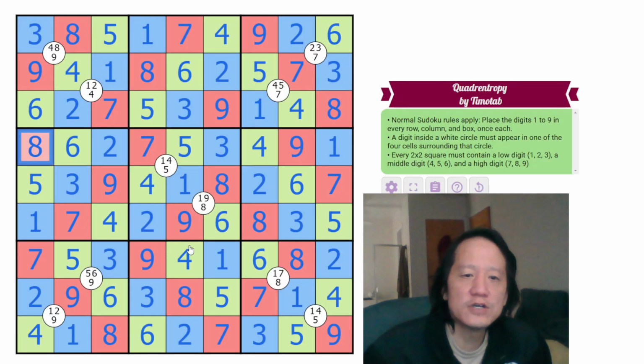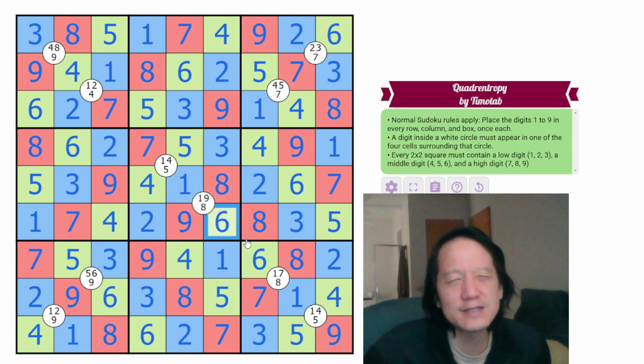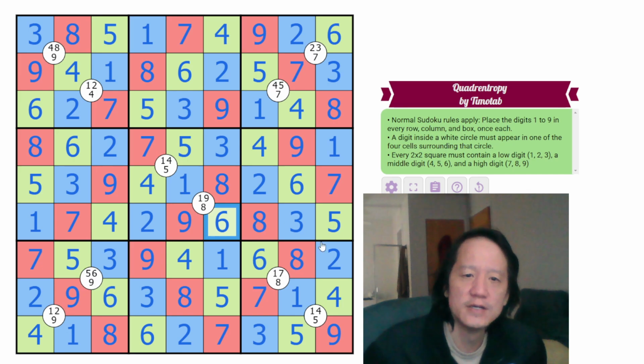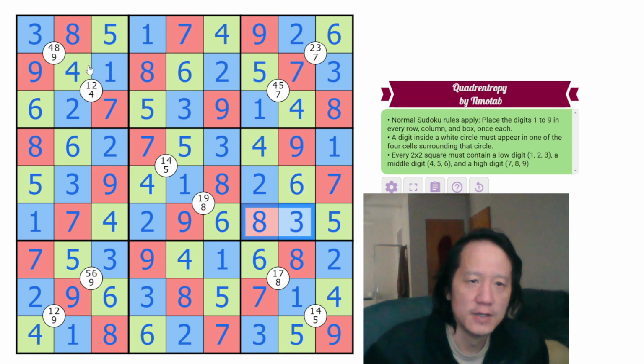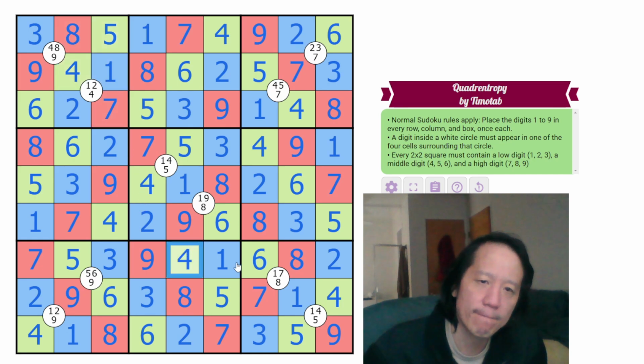And that's how you solve it. A very cool use of the quad cells mixed in with the entropic rule set. Or it's an entropy 2 by 2 rule set. I wouldn't say it's that common, but it's not uncommon either. And as you can see from the coloring, every 2 by 2 area has at least one low, one middle, and one high digit in it.